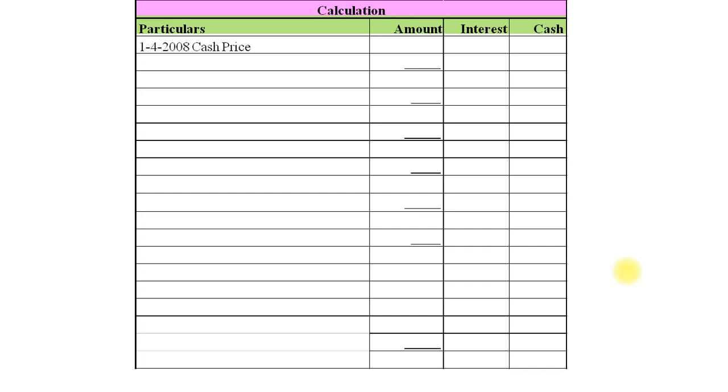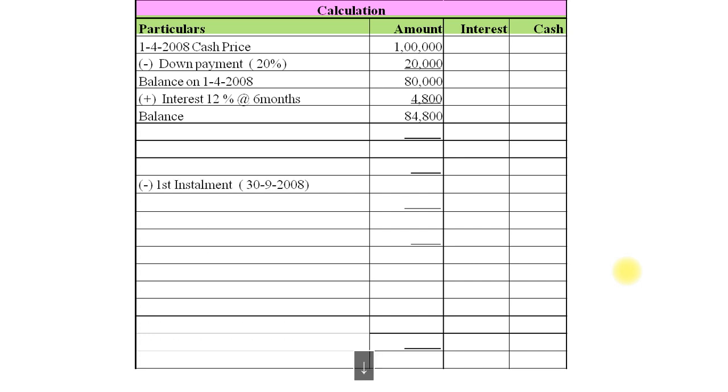On 1/4/2008 the cash price is 1 lakh minus your down payment, that is 20,000, 20% of the cash price. So the balance on 1/4/2008 is 80,000. In this we will plus the first interest, that is 12% at 6 months. It will come around about 4,800. Okay, so the balance which we get over here is 84,800 minus your first installment on 30th September 2008.